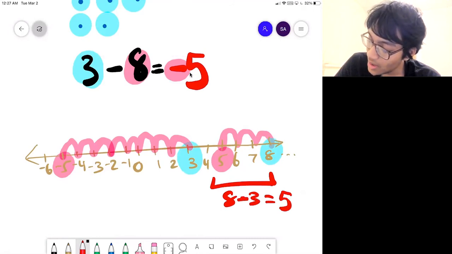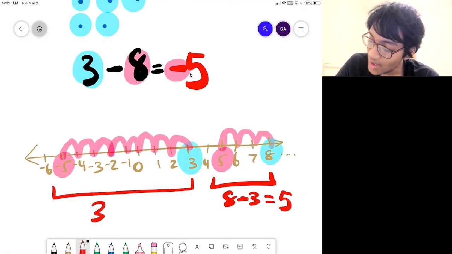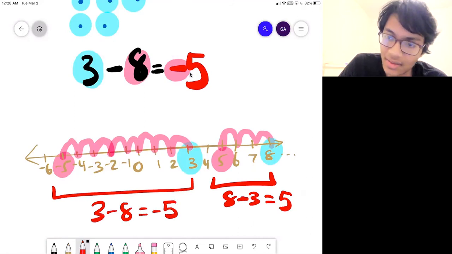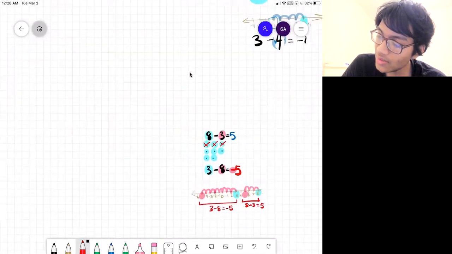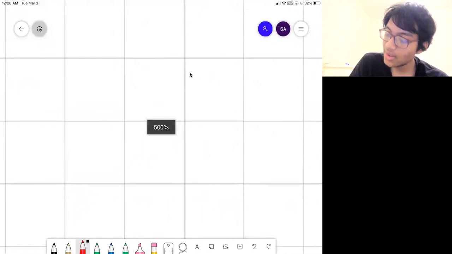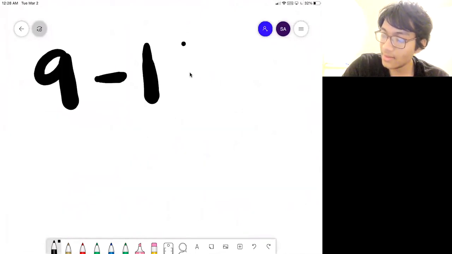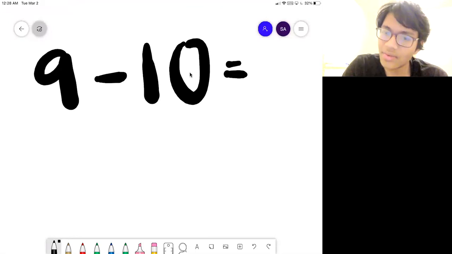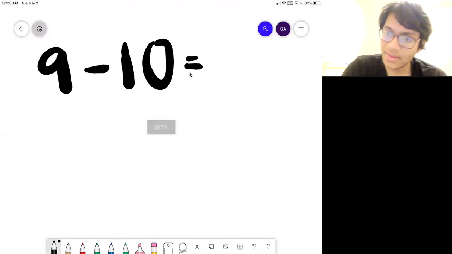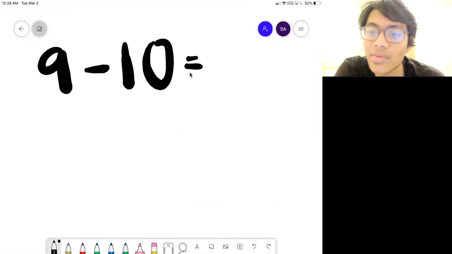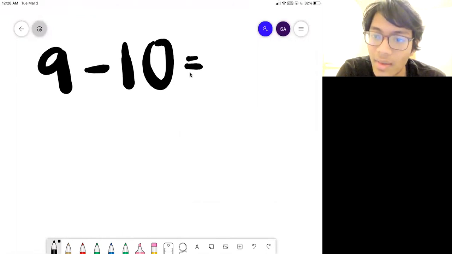And 3 minus 8 is minus 5. Isn't that cool? Let's do another addition minus subtraction. How about 9 minus 10? Can you try that without drawing a number line? Let's try to do this. How do we do this without doing a number line?